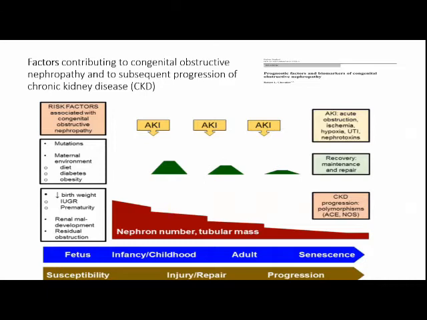So we cannot say that with relief of the obstruction the patient will improve immediately after surgery; it is not like that. Gradually the nephron number and tubular mass decrease, and the child progresses into chronic kidney disease. In acute kidney injury because of obstruction, ischemia, and hypoxia, in between there will be recovery, maintenance, and repair. But gradually the progression increases, and because of nitric oxide and some hormones released, the kidney progresses into chronic kidney disease and end-stage renal failure.